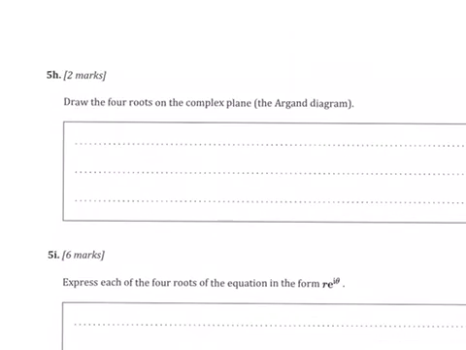Part H says draw the 4 roots on the complex plane. Okay, so I knew that I had x equals negative 4, x equals positive 2, x equals negative 3 halves plus i root 7 over 2, and x equals negative 3 halves minus i root 7 over 2. So let's draw those on an Argand diagram.